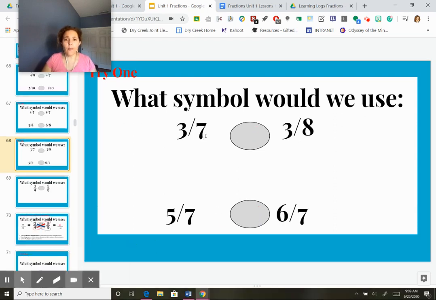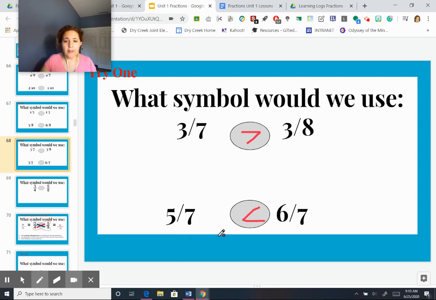Okay, try some more. What symbol would we use and why? 3/7 or 3/8, 5/7 or 6/7. Write these down and then come back and then check your answers. All right, so if you said 3/7 is bigger than 3/8, you'd be correct because they have the same numerator. So I'm looking at the denominator. Remember, the smaller the number in the denominator, the bigger the fraction.